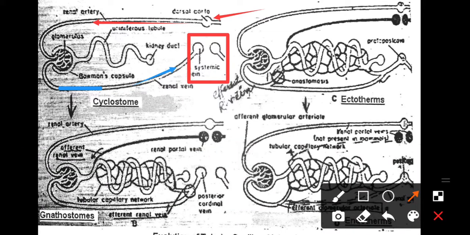Now these are the two main things which are forming the tubular capillary network. And second main important thing, these are the circulatory circuits of the nephron. Now the second thing which is very, very important is the uriniferous tubule.